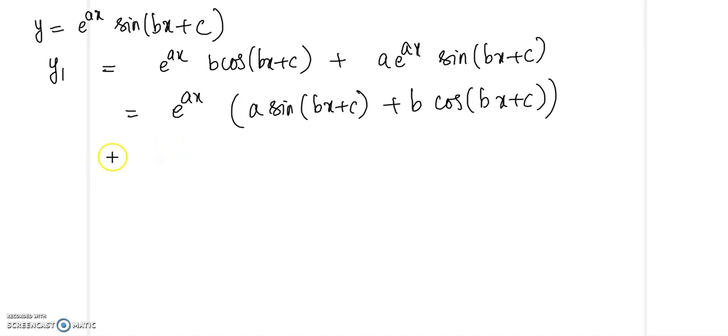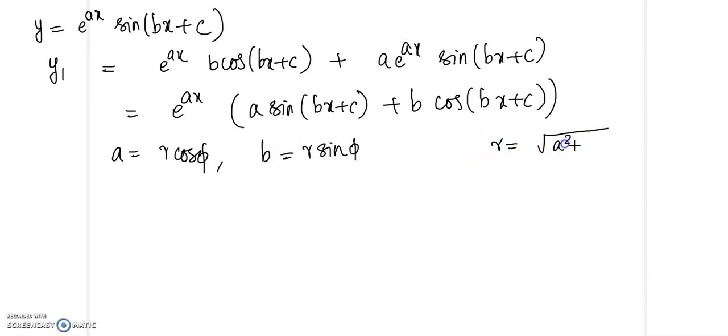Here we will use the substitution a equal to r cos phi and b equal to r sin phi. Now if you take a equal to r cos phi and b equal to r sin phi, we know that r will be equal to root of a square plus b square, and phi value will be given by tan inverse of b by a.